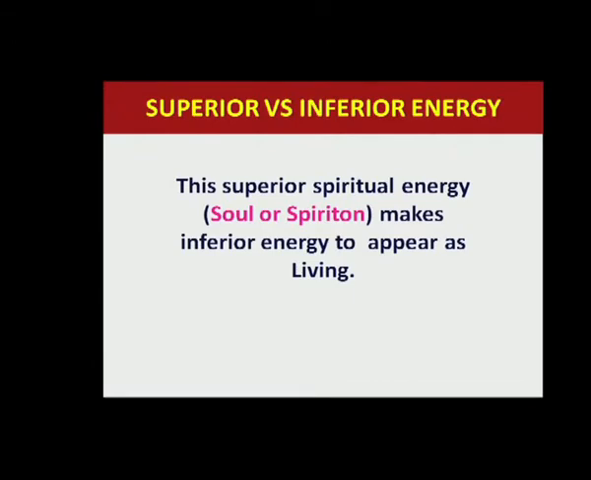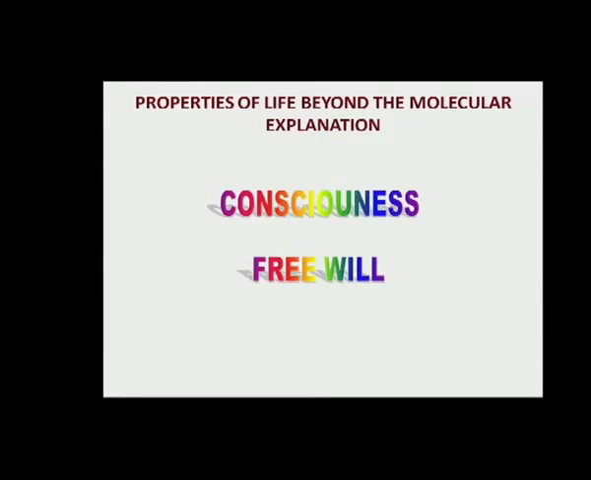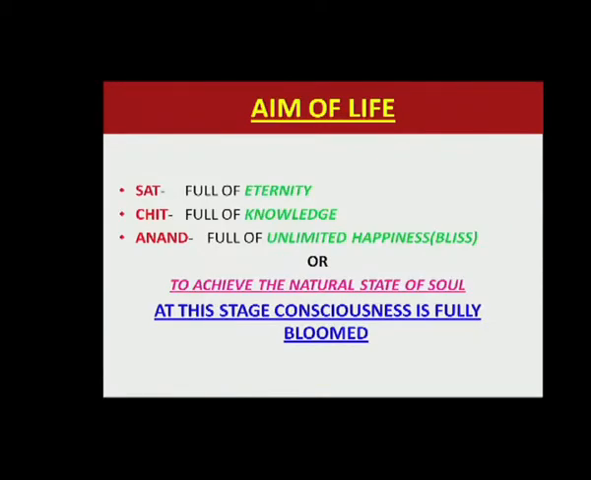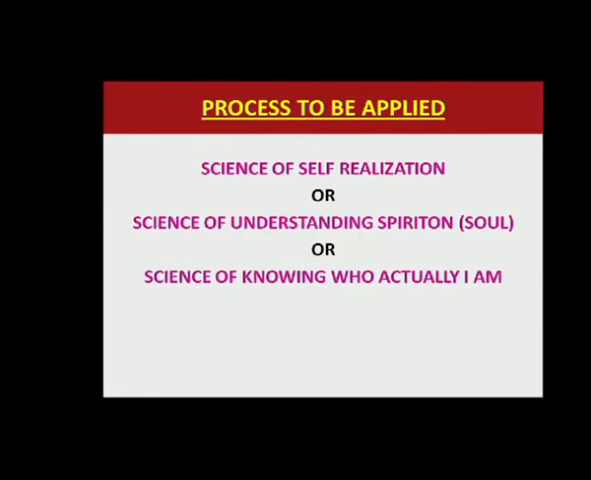From this we can understand that the superior spiritual energy makes the inferior energy appear as living. Because of that, the living being has two other properties, consciousness and free will. Because of consciousness and free will, life gets certain qualities like tolerance, honesty, love, sacrifice, humility, self-control and responsibility. With those qualities, the aim of life is to achieve the natural state of the soul, or to achieve these three properties, and this can be done by the process of self-realization.